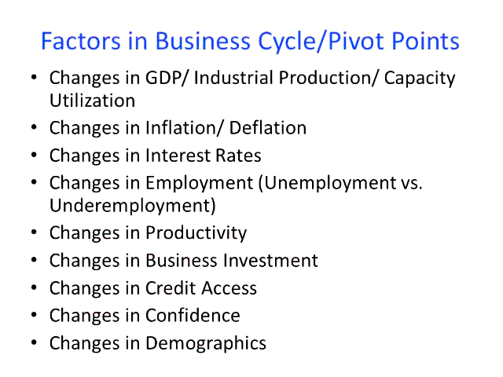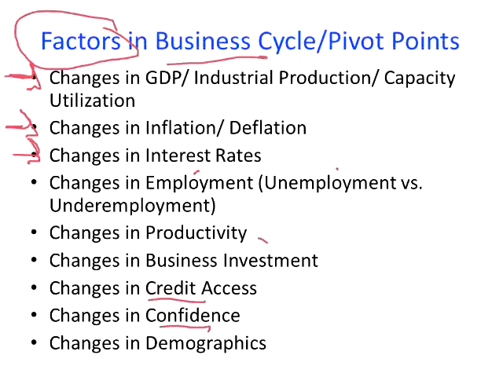So there are some thoughts to that. I want to go to the next slide here and say what I had just said to you. If there are changes in the GDP, industrial production, and capacity utilization, whether they're going up or going down, how does that impact inflation and deflation, interest rates? What's happening with employment and unemployment during the various parts of the business cycle, the unit labor costs and unit labor productivity, credit access, confidence, consumer sentiment, and stuff like that. Again, factors in the business cycle, various types of pivot points.